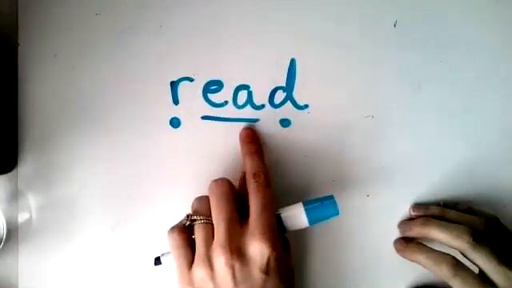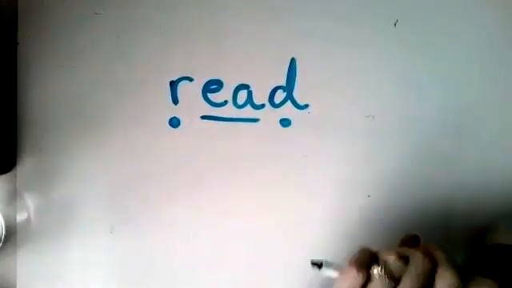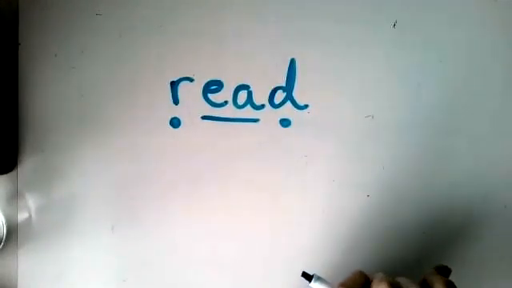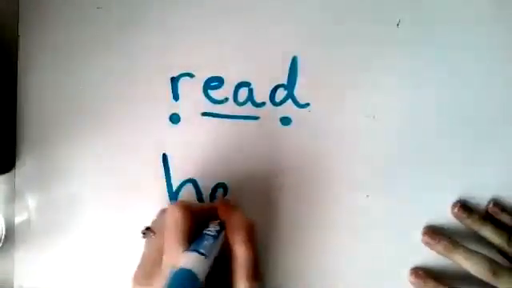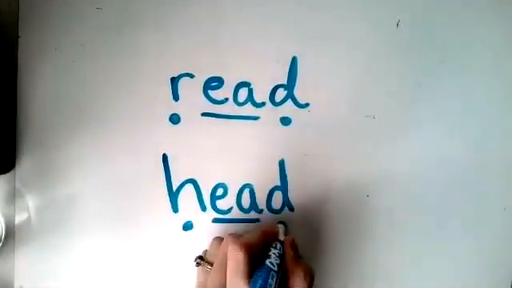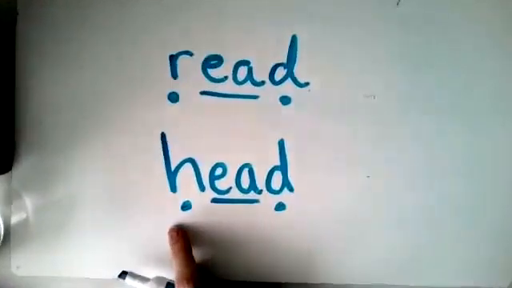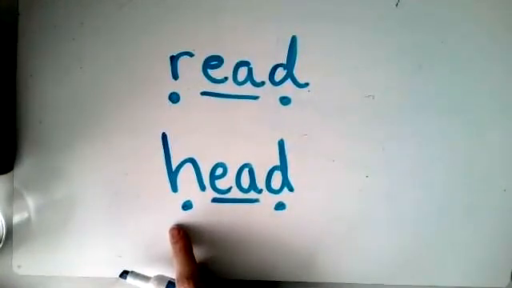Good. Now here's the catch. This EA can be tricky because while a lot of the time it does make the E sound, it actually makes a different sound. Okay, can we do one big huff for English being weird? English is weird. Our EA can make two different sounds. I'll show you the other sound it can make. This is a part of our body. It's at the very top of our body. Who can tell me this body part? Body part is at the very top of your body.